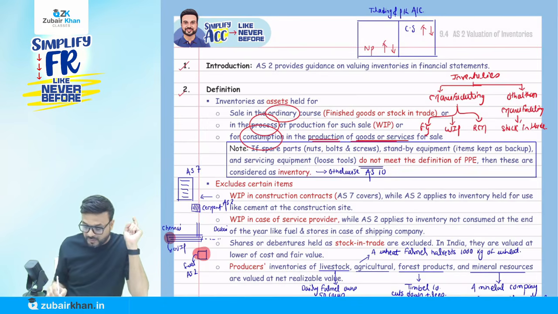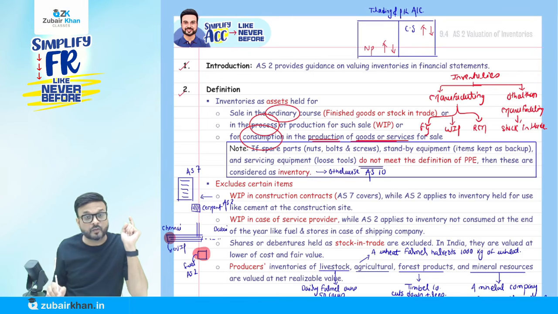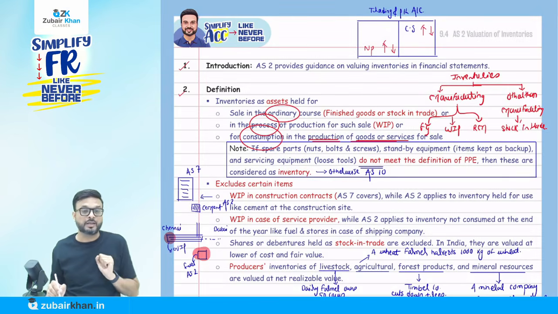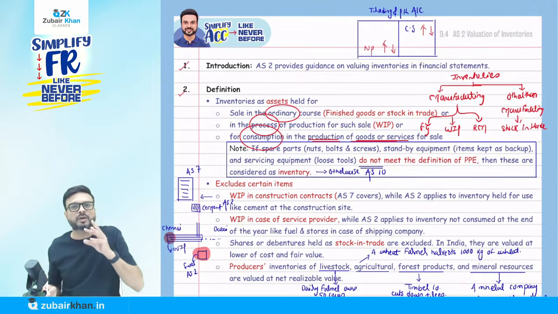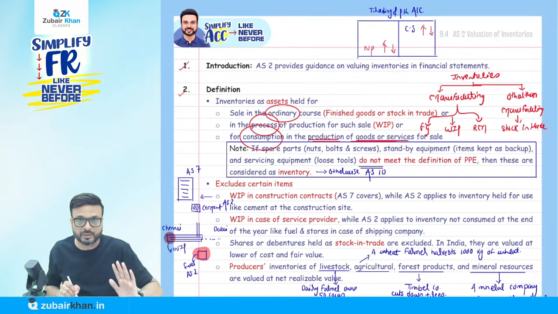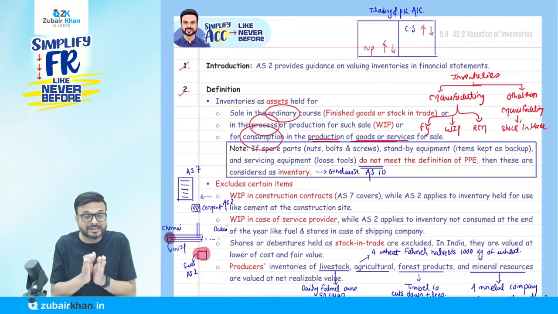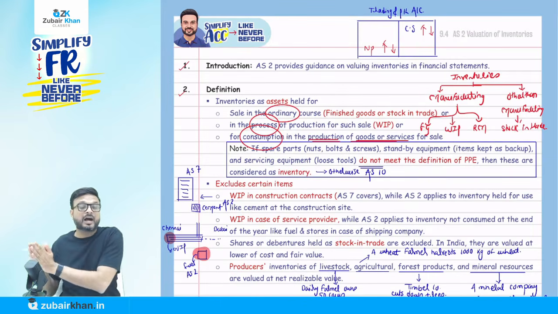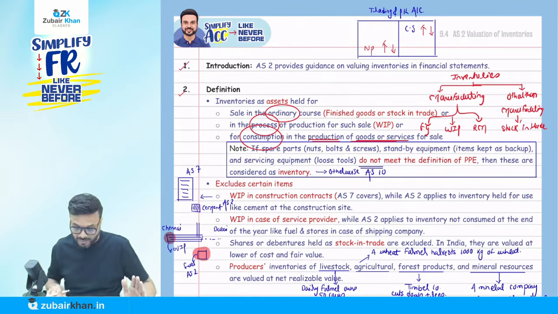Now, these three inventories are going to come in case of what? A manufacturing company. If it is not a manufacturing company, then they have only one type of stock and we call it stock in trade. One note is given here. Don't worry about this note because it will be discussed in detail when I cover accounting standard 10, that is property, plant and equipment.